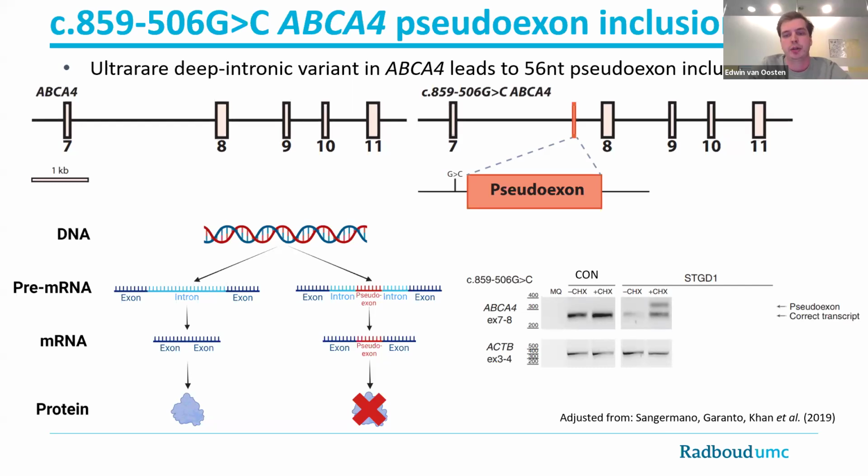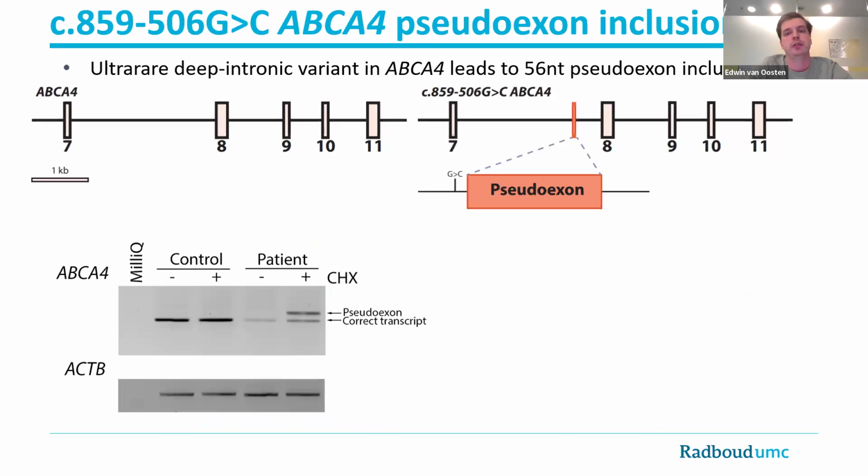We see that when we inhibit nonsense-mediated decay using cycloheximide, we see a second band appearing, the transcript containing the pseudoexon. Also, in the past, several ASOs were already tested against this variant, and some of which seem to be effective in restoring the correct transcript expression.